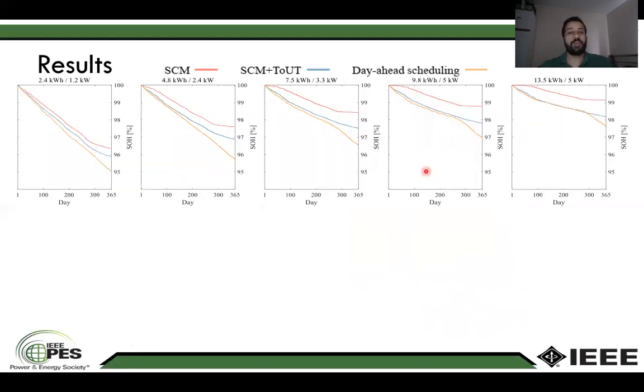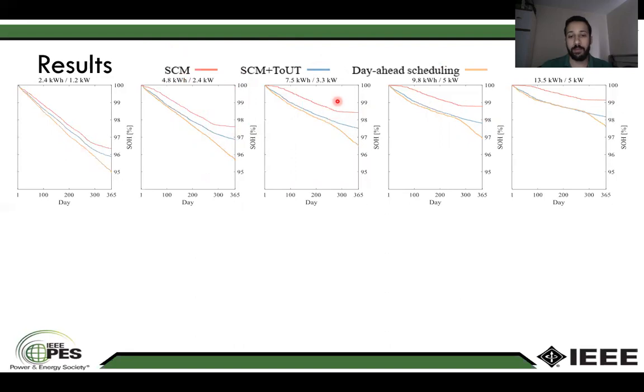For the degradation results, we can see that here we have different sizes of batteries from 2.4 kilowatt hour to 13.5 kilowatt hour. For the first method, which is the traditional one that aims to maximize the self-consumption, we can see that it achieved the best results in degradation, because under this control strategy, the battery is not being used frequently. However, when we optimize the time of use tariff or when we use optimization, the degradation becomes higher than the first strategy, because in this case, we are utilizing the battery more in order to maximize the profitability.